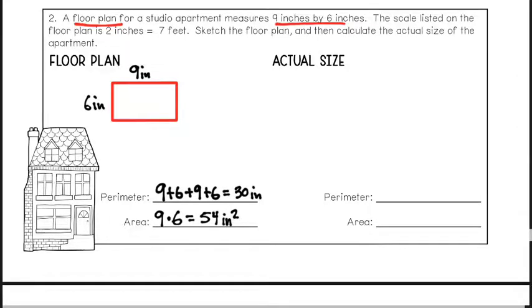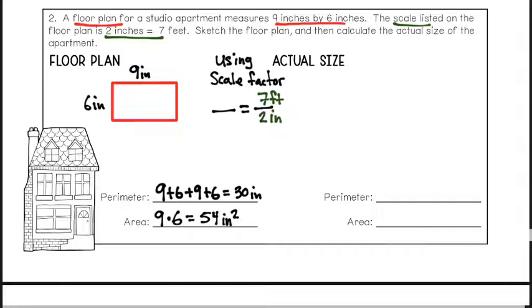In order to go from the floor plan to the actual, we need to use the scale factor, which in this case, our scale factor again, we have 7 feet for every 2 inches, so we can go ahead and say 7 feet per 2 inches. On the other side, we just pick one of the numbers, so I'm going to choose the base, and the base here we would use 9 for the bottom.